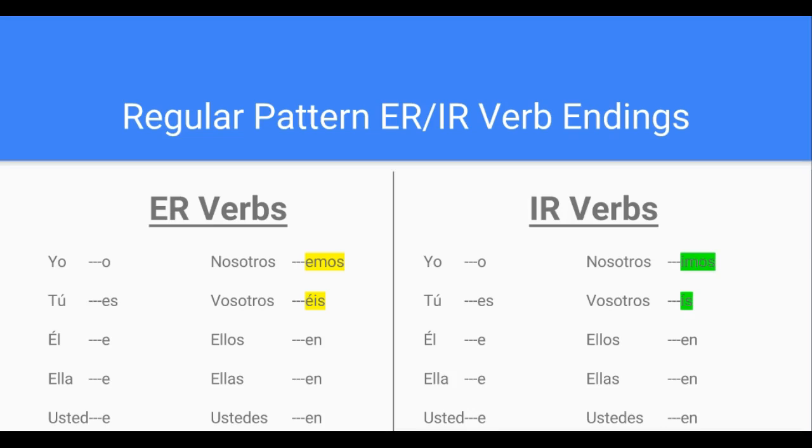Hopefully these all look familiar to you. If there are any here that you're not familiar with, then make sure and jot these down in your notes. I've highlighted the nosotros and vosotros forms, or endings, for ER and IR verbs, because that's the only difference between these two types of verbs.